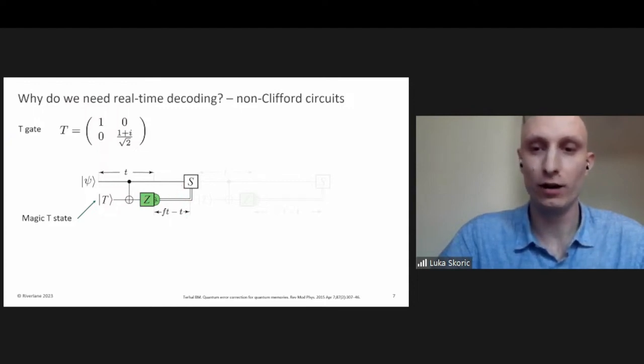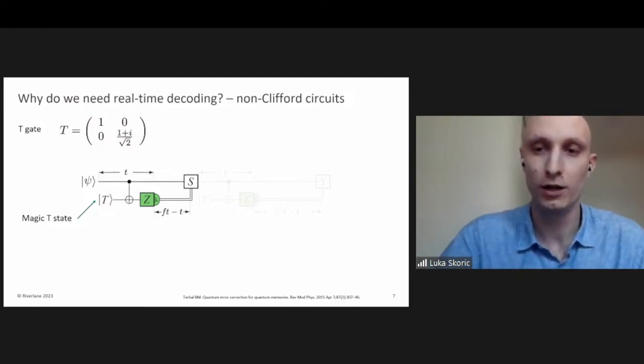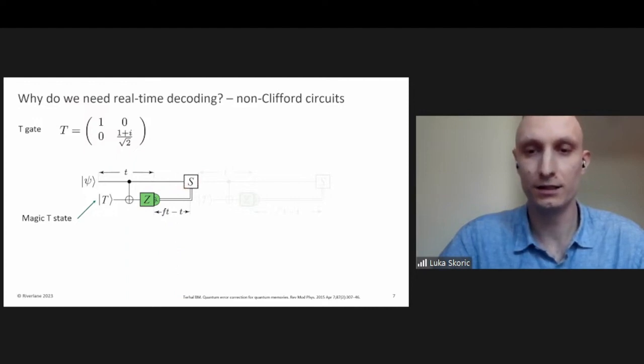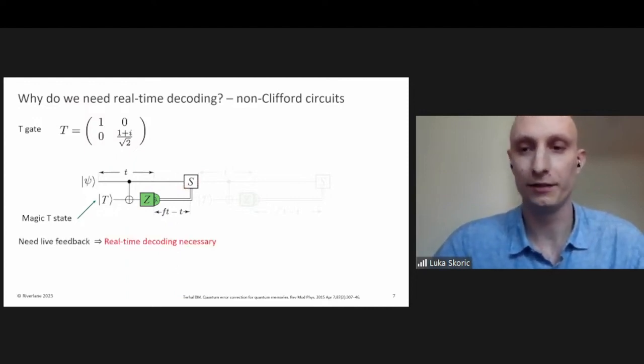Remember here again, all lines are surface code patches, and to interpret this measurement correctly, we need to have the result of decoding for all rounds that came before the measurement. And we need to wait for this feedback, so there is a delay here, before we can apply the S-gate. So here we really need live feedback and real-time decoding.